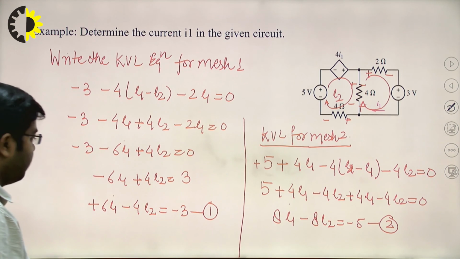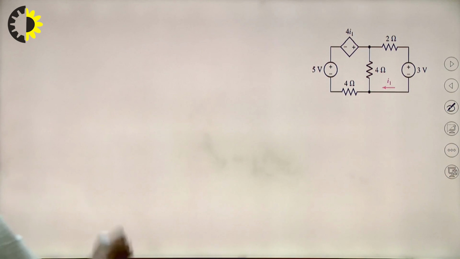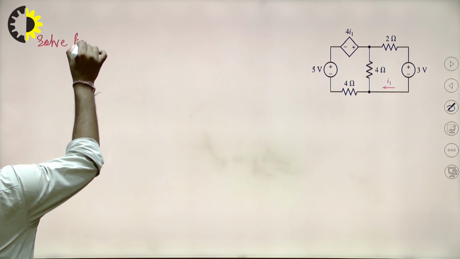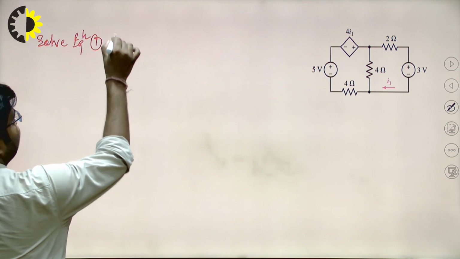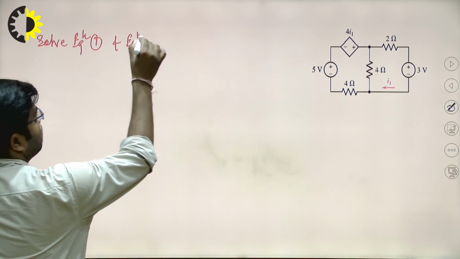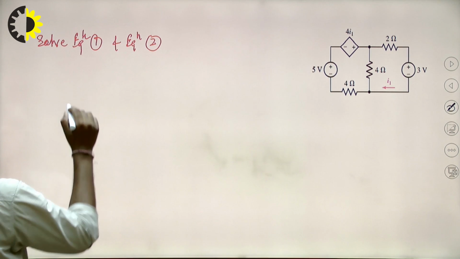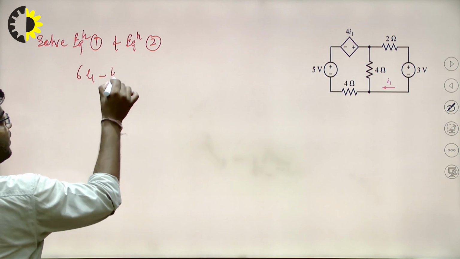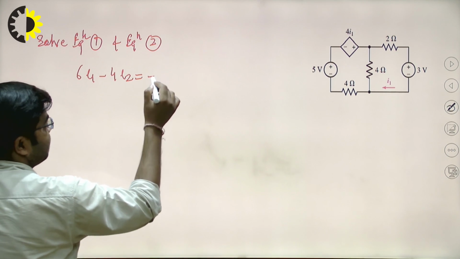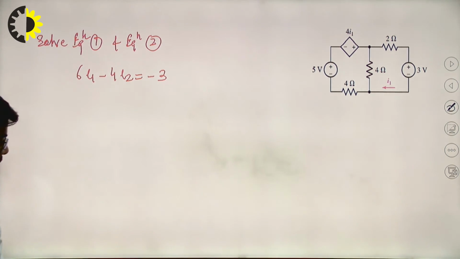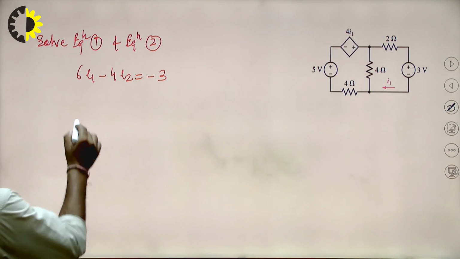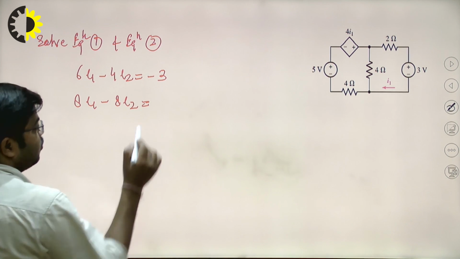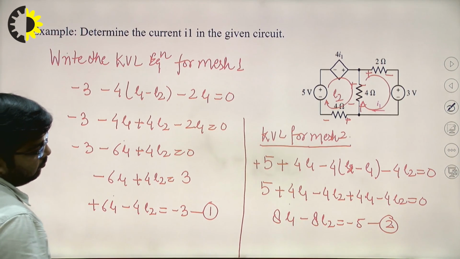Now solve the equation number 1 and equation number 2. So you have 6I1 minus 4I2, that is equal to minus 3. Then you have 8I1 minus 8I2, that is equal to minus 5.